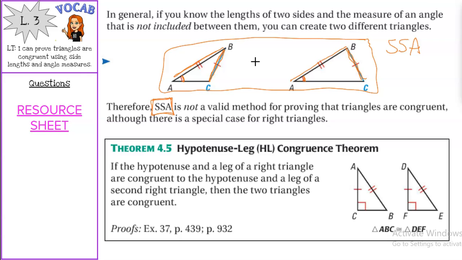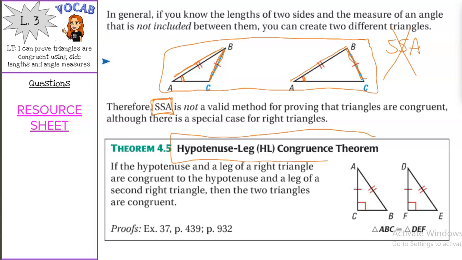So that's why side-side-angle does not work as a congruence theorem, because you can have triangles with two congruent sides and an angle that's not included in those sides congruent, and the triangles won't be congruent, so it doesn't work out. Except for when we have a right triangle.